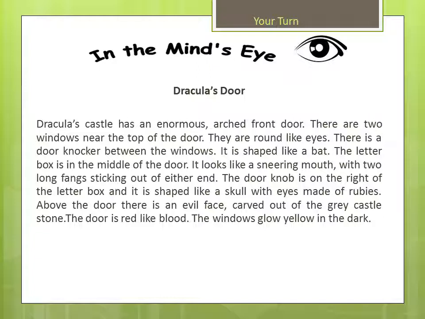The doorknob is on the right of the letterbox, and it is shaped like a skull with eyes made of rubies. Above the door there is an evil face carved out of the grey castle stone. The door is red like blood. The windows glow yellow in the dark. So that's quite long. I'll give you 2 minutes again to draw, to visualize and draw what you've visualized.